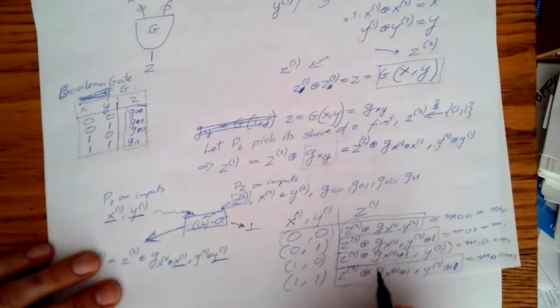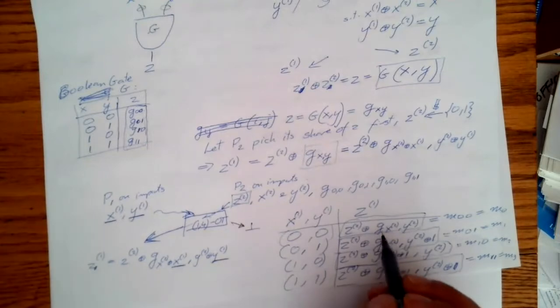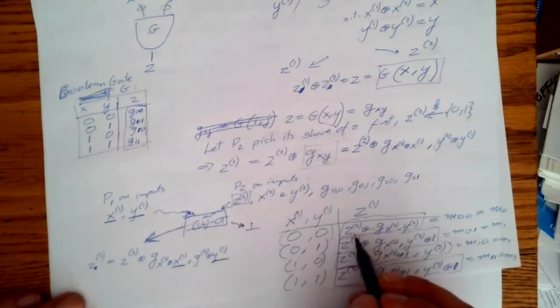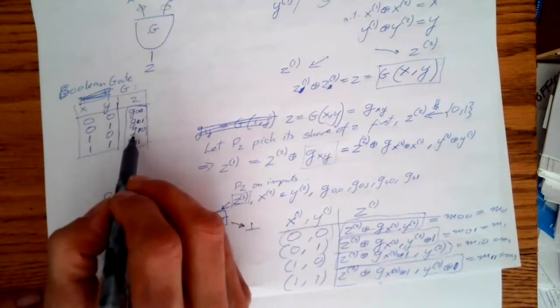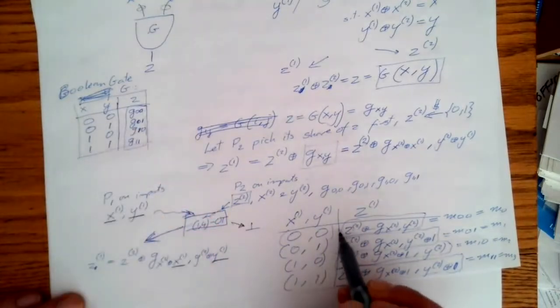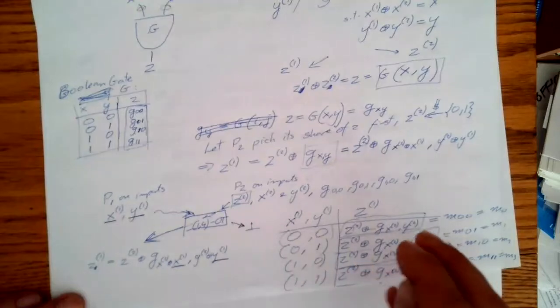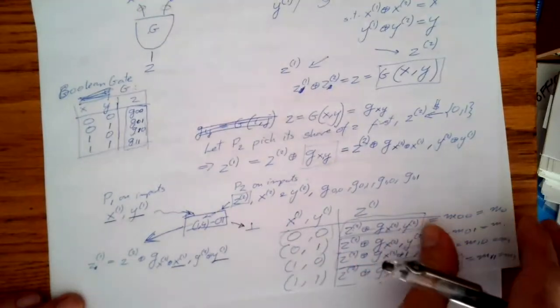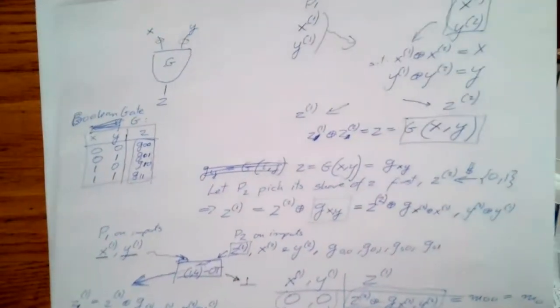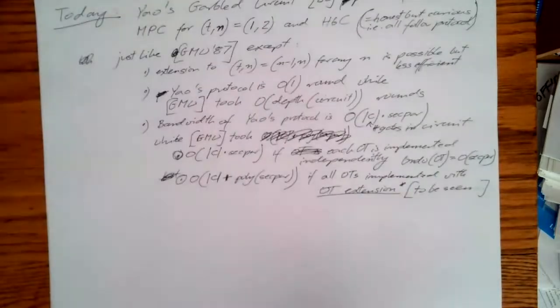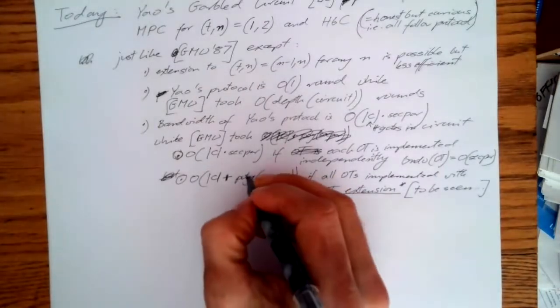These are the messages that you're transferring in OT, and in the case of GMW, these messages are bits. All of these are just bits. So that's why it's a constant. It's a constant bandwidth per OT instance. Okay.